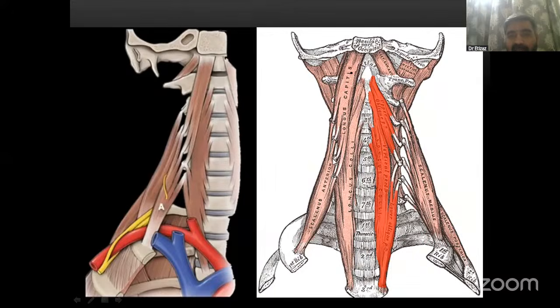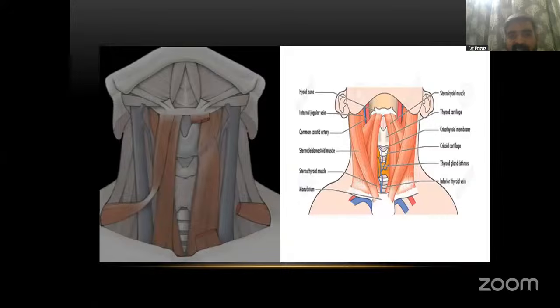This is the longus capitis muscle. This is scalenus anterior. This is the longus colli muscle. These you can see in the midline bilaterally. These are the longus colli muscles. So these are the prevertebral muscles. That is important. And now the pretracheal muscles.